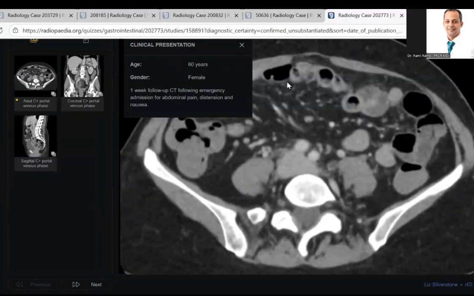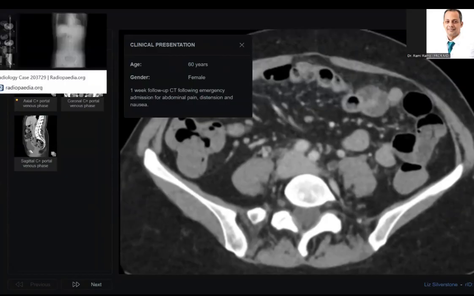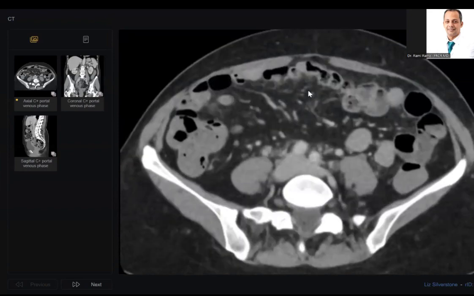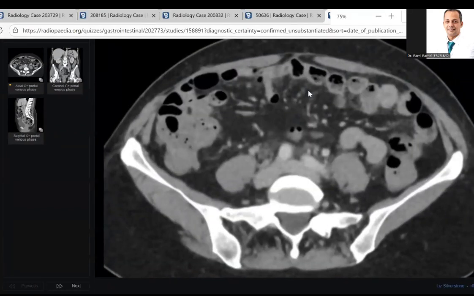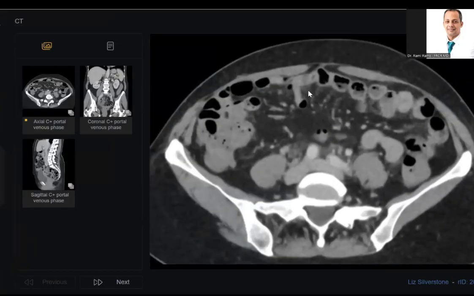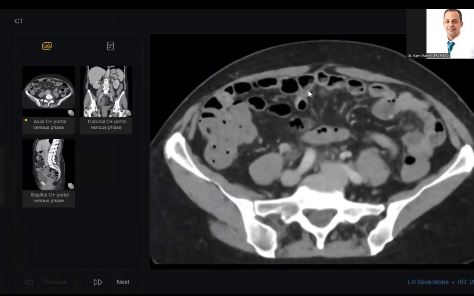A 60-year-old female patient presented for 1 week follow-up CT after emergency admission due to abdominal pain, nausea, and vomiting. One second, please. Go on, doctor. Okay, sir.